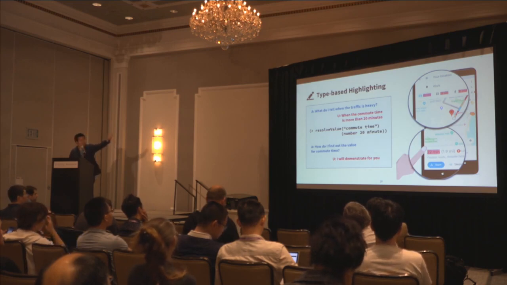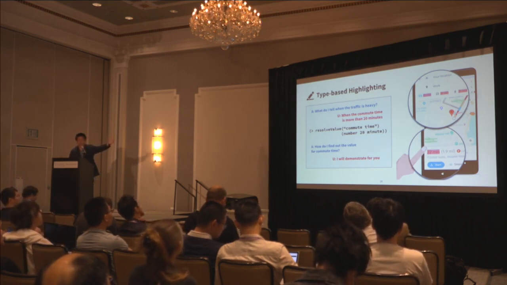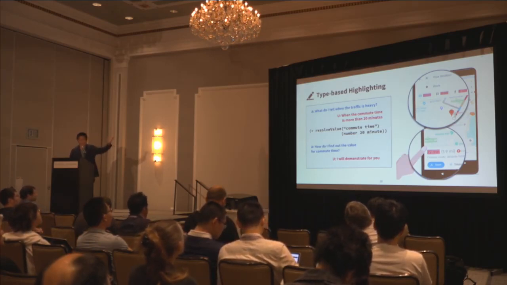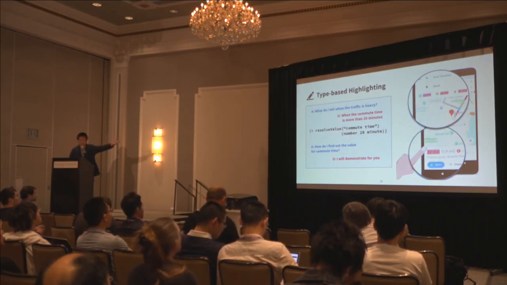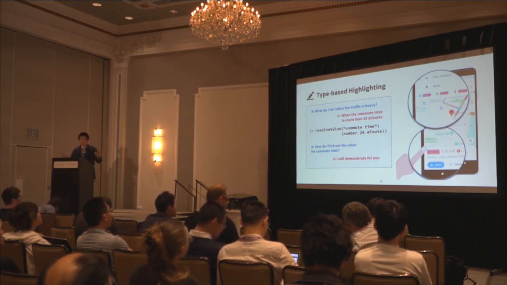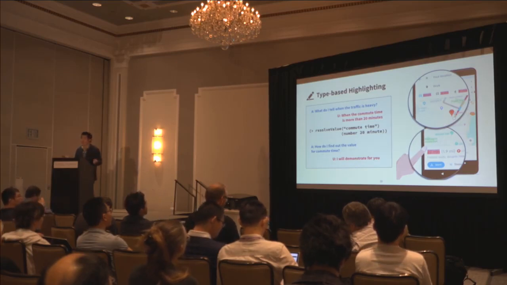PUMICE uses type-based highlighting to help users demonstrate value queries. For example, at this step, although it doesn't know what commute time is, it knows that it should be a time value that's comparable to 20 minutes. Therefore, in the demonstration, it highlights all the time values on the screen to ensure that what the user selects can fit into this expression with the compatible data type.